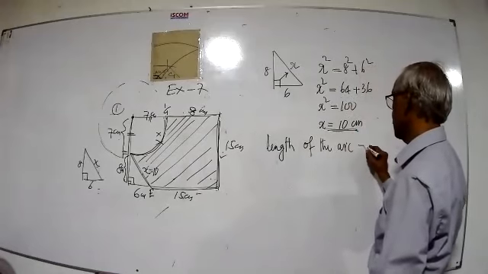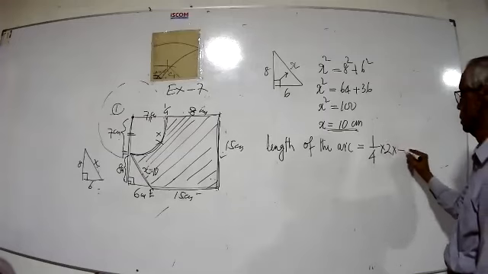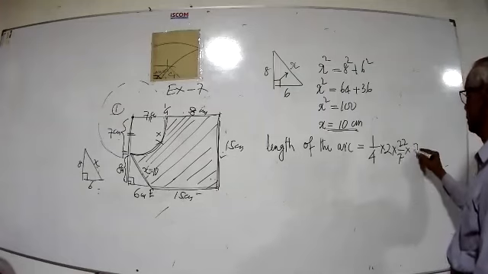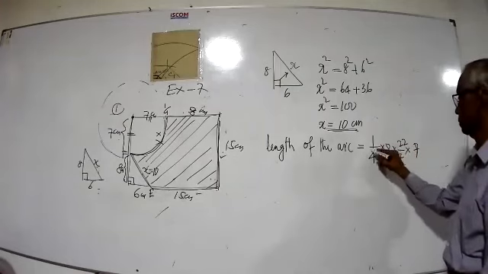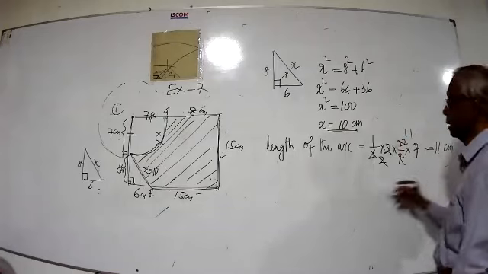One quarter. 32 over 2. R equals 7. Now the remaining part.